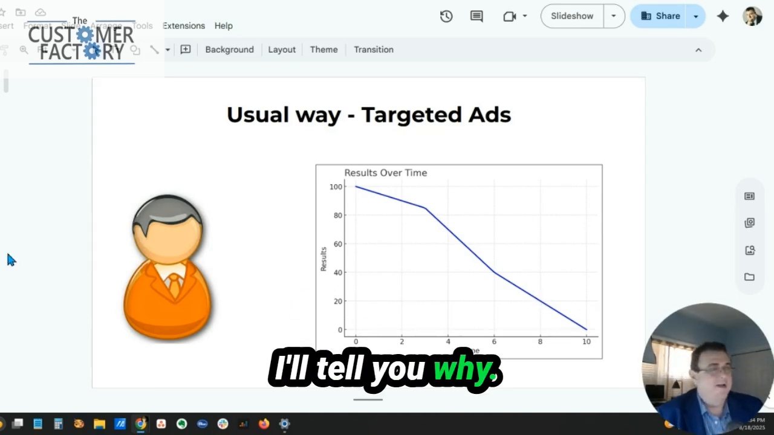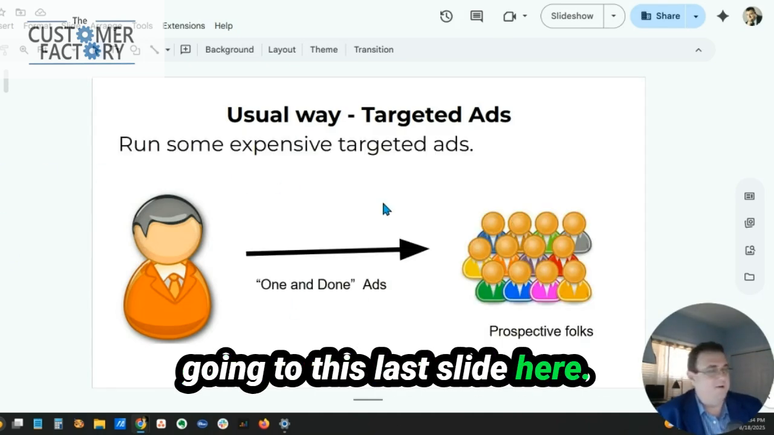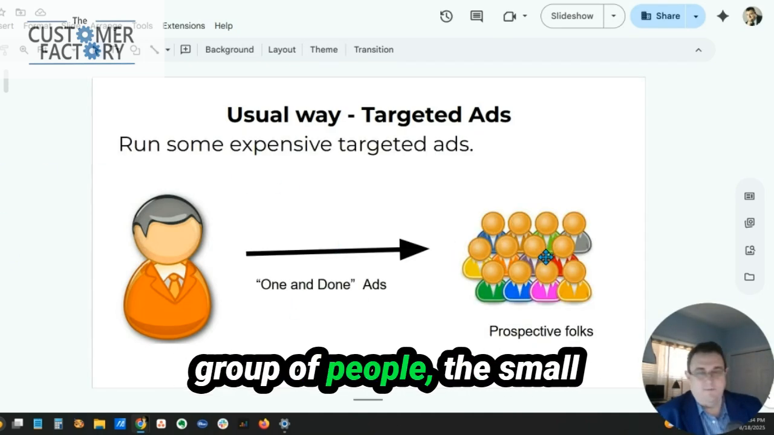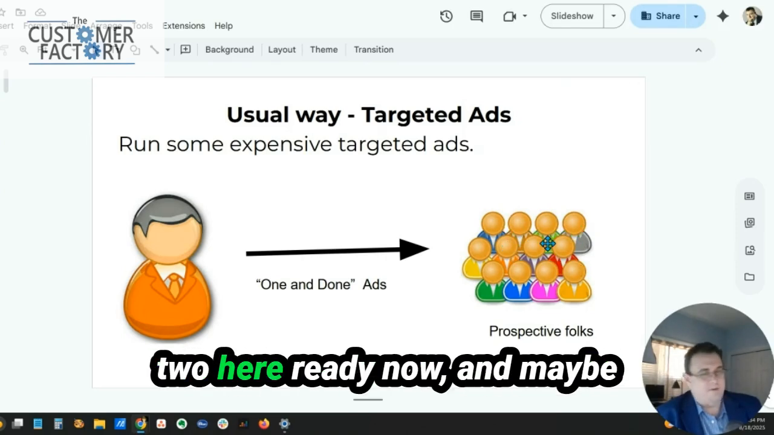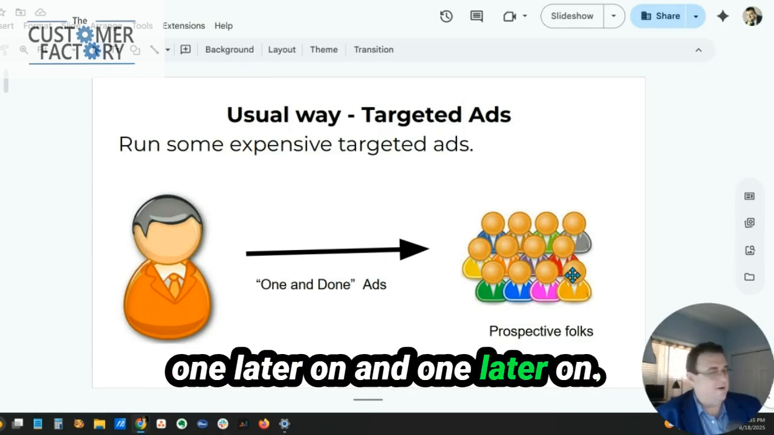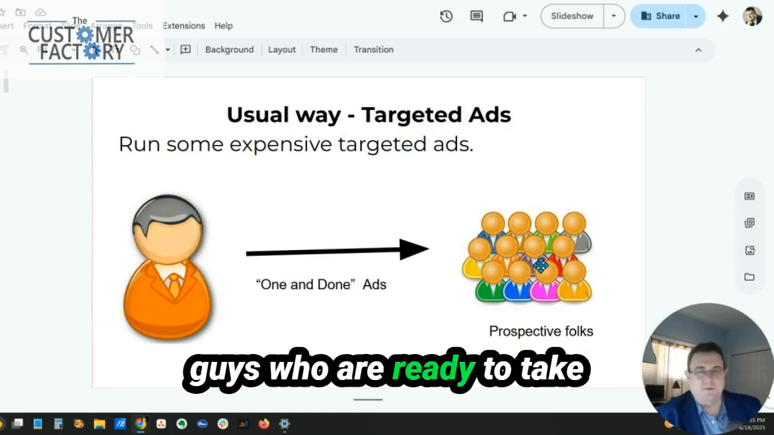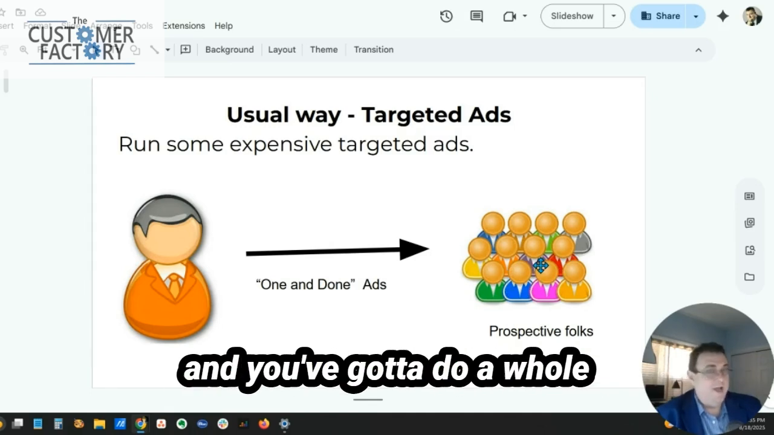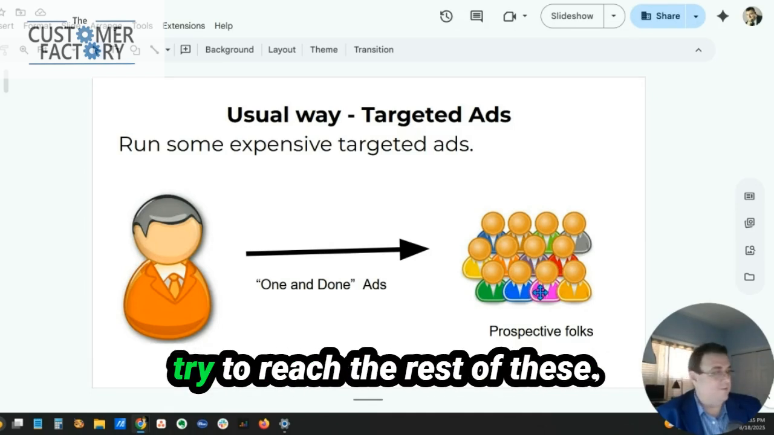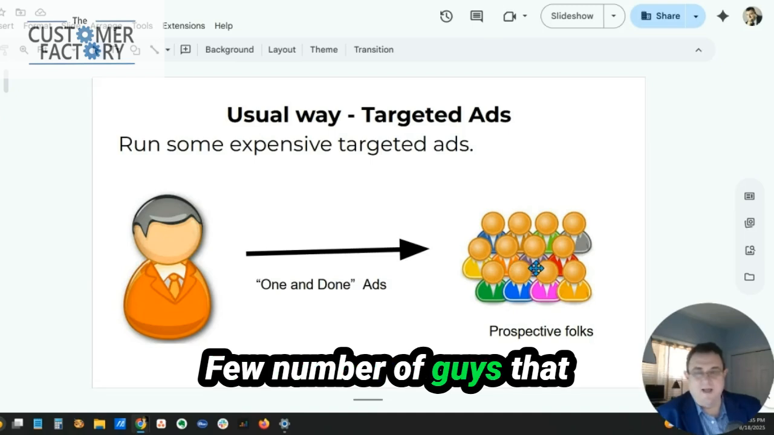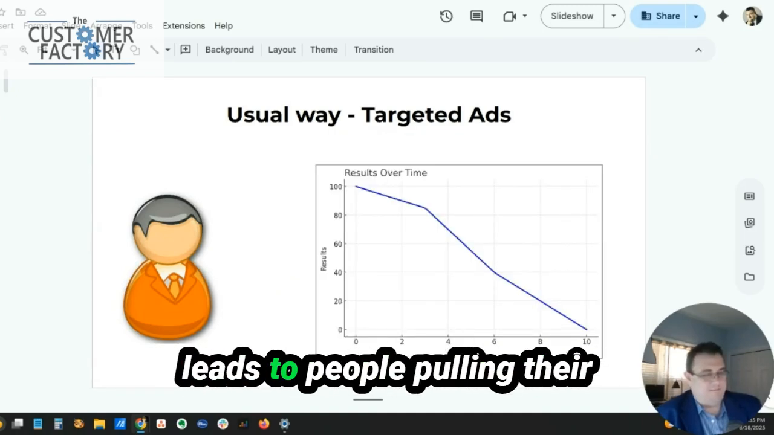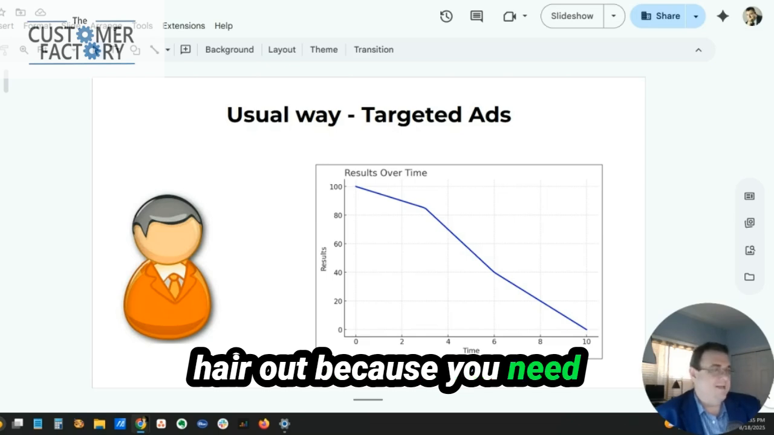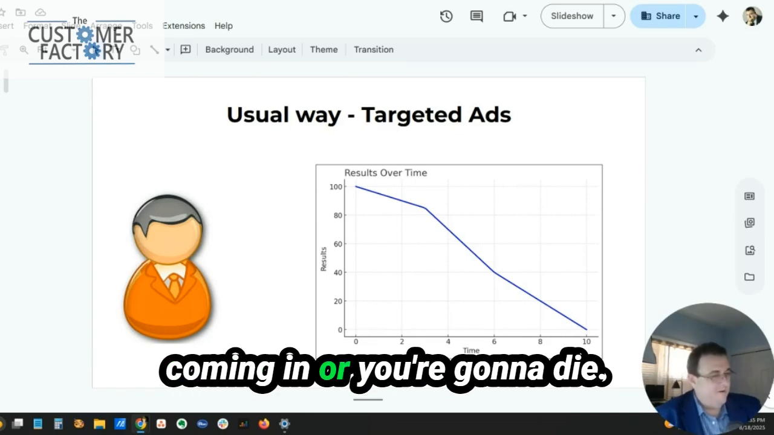I'll tell you why. Because you're targeting up here. We'll go back to this last slide here. You're targeting this small group of people, the small group that are the most likely, and there's only one or two here ready now, and maybe one later on, and one later on. Eventually, you've got all these guys who are ready to take action right now for that offer, and you've got to do a whole different marketing program to try to reach the rest of these few number of guys that you've been targeting, right? So that leads to this kind of look on graphs, which is what leads to people pulling their hair out because you need constant new customers coming in or you're going to die.